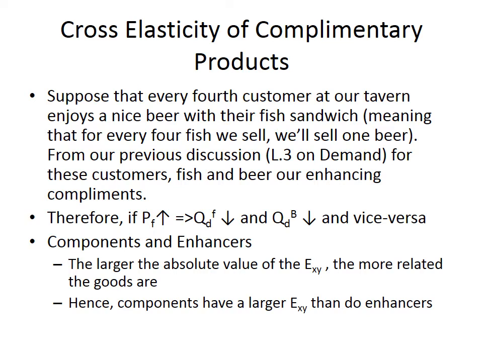That's why components like high fructose corn syrup in Coke, or microchips in computers, or pistons or gasoline in automobiles, have a much larger relationship. It's going to be much more sensitive than two things that just enhance each other, that you can get by without. Maybe you like your pie and your ice cream, but if they jack up the price of ice cream too much, I'll eat my pie alone. Whatever.